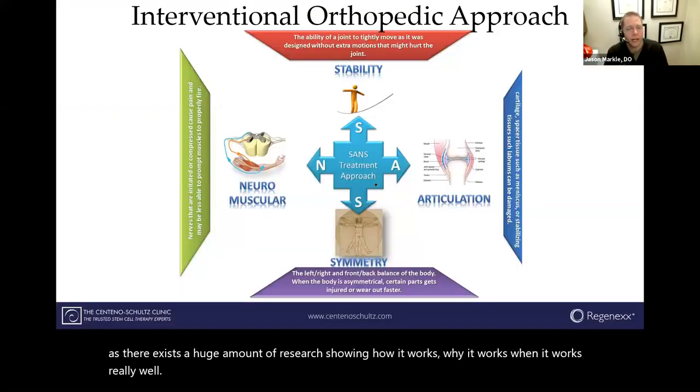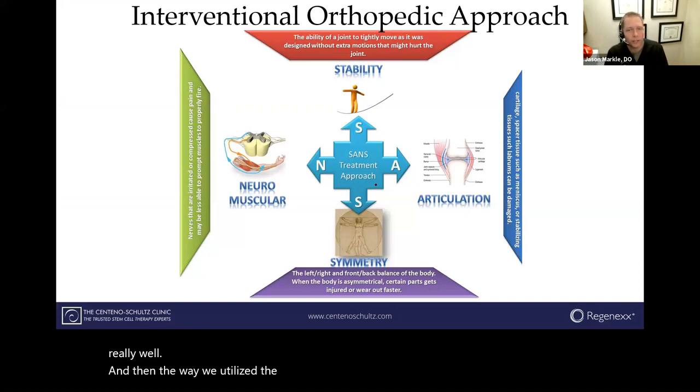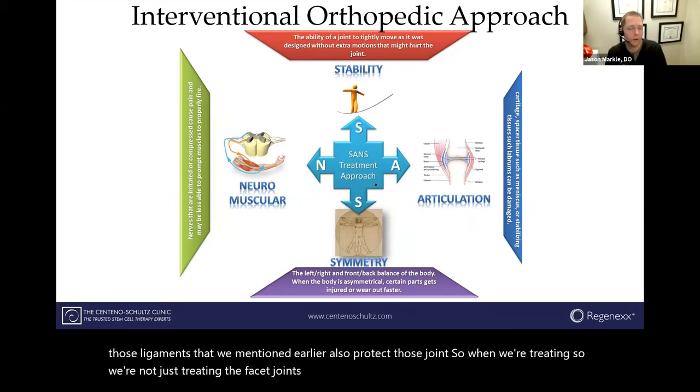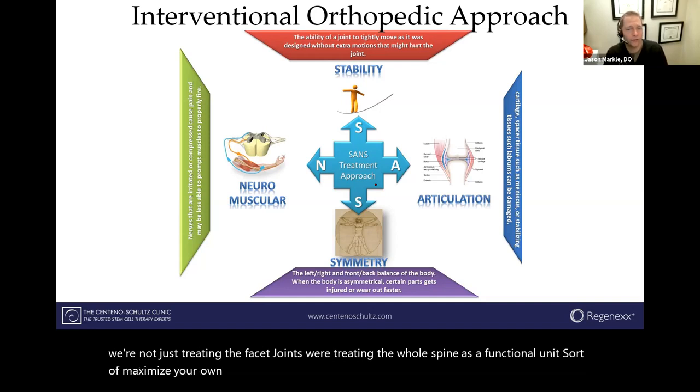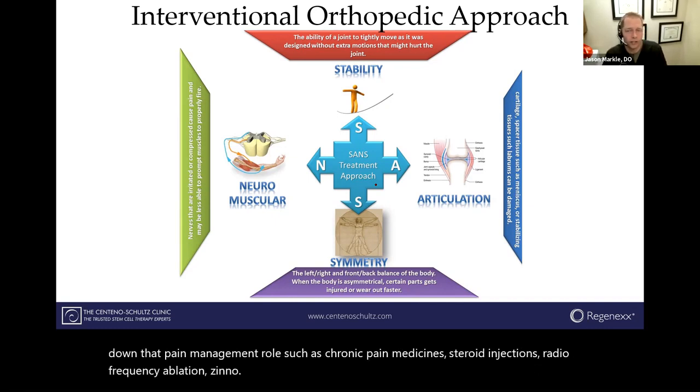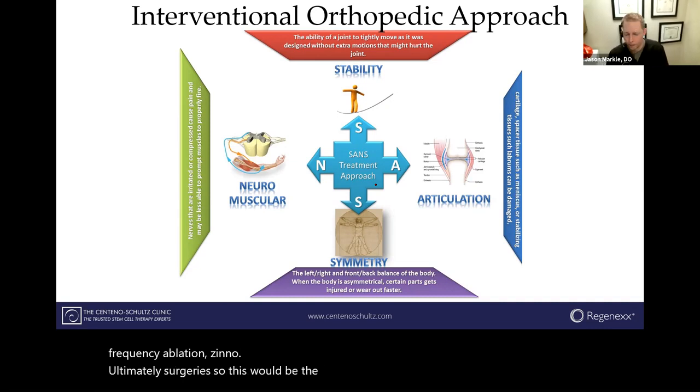The way we utilize platelet-rich plasma is a holistic approach. That stability, all those ligaments that we mentioned earlier, also protect those joints. So when we're treating someone, we're not just treating the facet joints, we're treating the whole spine as a functional unit to maximize your own ability to heal yourself and long-term prevent the need to go down that pain management road, such as chronic pain medicines, steroid injections, radiofrequency ablations, and ultimately surgeries. So this would be the best option there is.